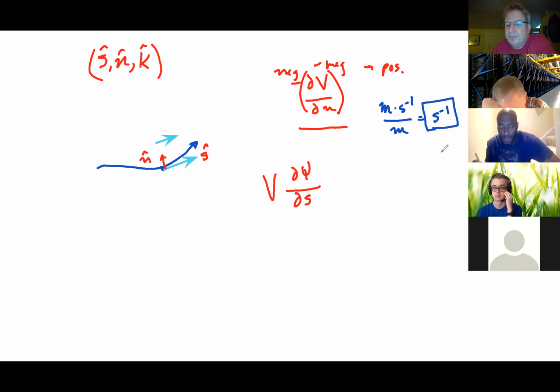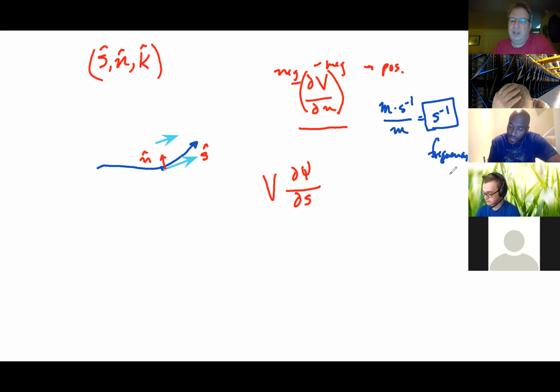What is it, Nick? Frequency. Well, when something is rotating, wouldn't you say that the amount of rotation is frequency? Shear results in vorticity. That makes a big difference.